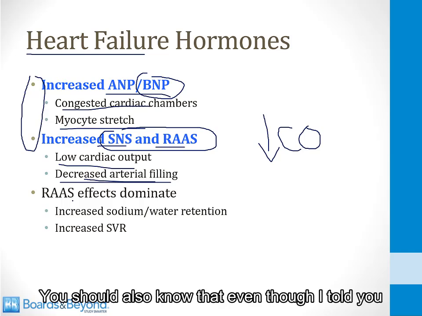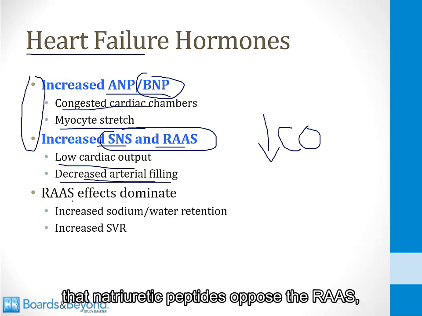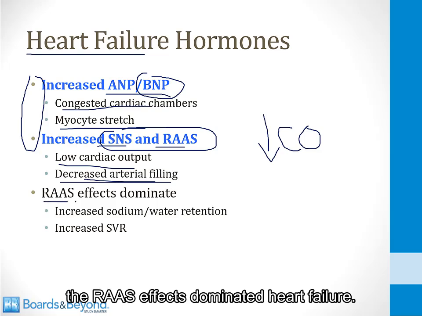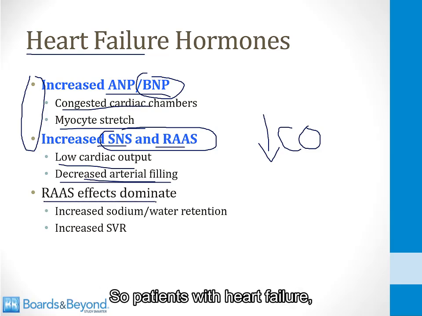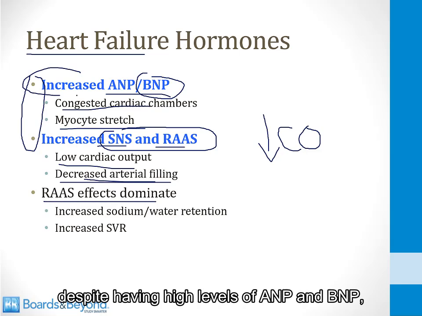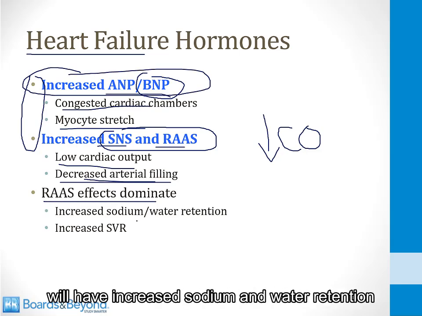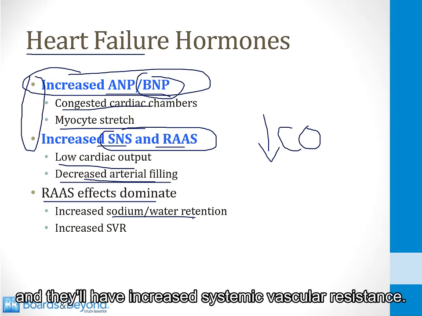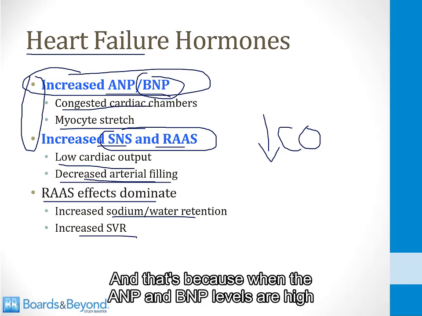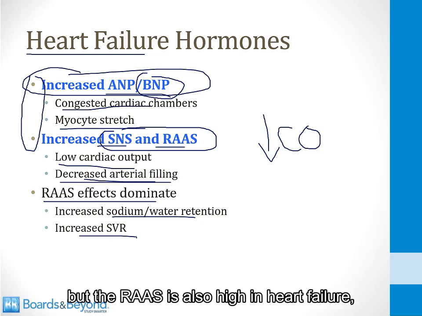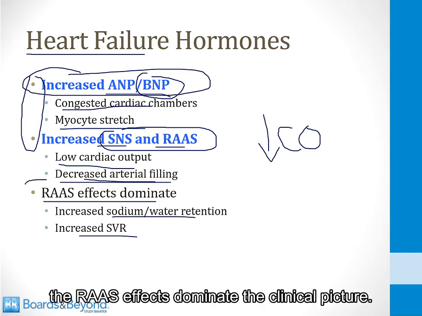You should also know that even though I told you that natriuretic peptides oppose the RAS, effects dominate in heart failure. So patients with heart failure, despite having high levels of ANP and BNP, will have increased sodium and water retention, and they'll have increased systemic vascular resistance. And that's because when the ANP and BNP levels are high, but the RAS is also high in heart failure, the RAS effects dominate the clinical picture.